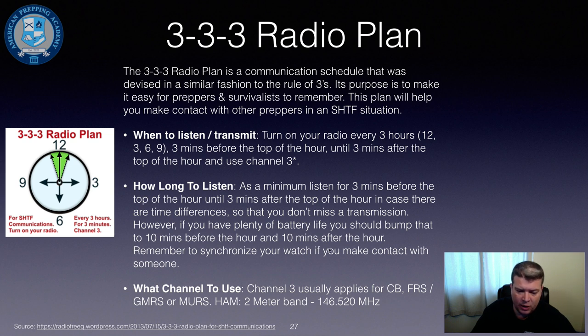Remember to synchronize your watch if you happen to make contact with anyone, so you'll know when they come on next time. Now, what channels to use? We're going to talk about that in more detail in the next couple of slides, but channel 3 usually applies for CB, the FRS and GMRS shared channels, or the MURS frequency. With the ham, the 2 meter band, or 146.520 megahertz, is a good channel as well.